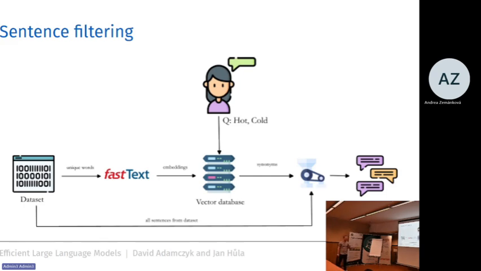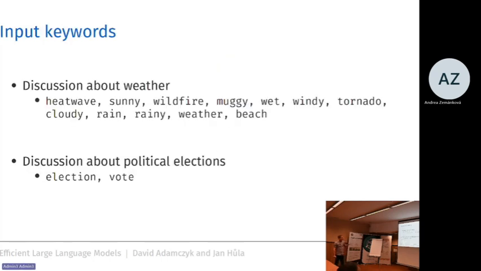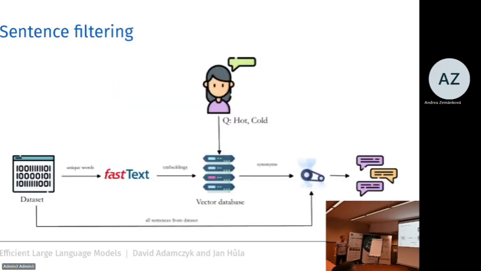And then the user can ask for some words which can be used for the question. So we can select all synonyms in the datasets and we can use these synonyms for filtering all sentences from the datasets. So this is the first step, which is very efficient. Now you can see the examples of the input words. For example, for the discussion of the weather we use these words, and for the discussion about the political election we use these words as the input here.